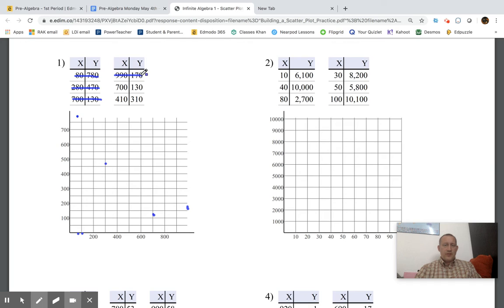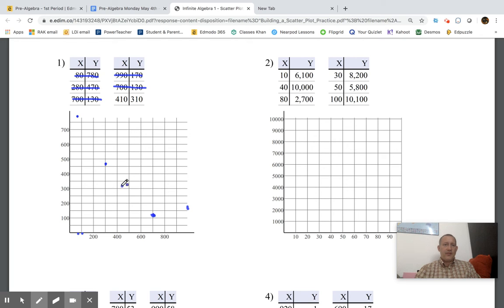And now, look, you notice they're not in order, and that's okay. That's part of the reason why you want to plot things for a scatter plot, to help put them in order. So 700 is back over here. And again, it's 130. Well, we've already plotted that one, so we don't have to plot it again. And then 410 should be right about here, a little bit past 400. And then 310, a little bit above 300.